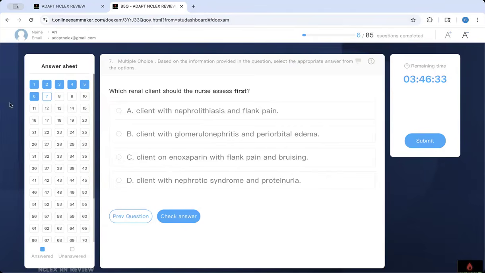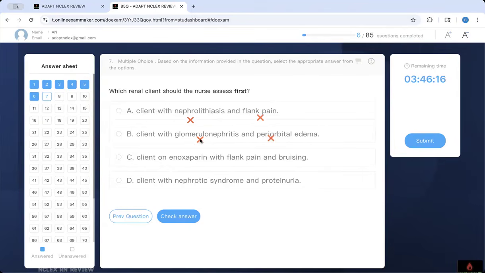Nephrolithiasis is what we call what? Kidney stone. Kidney stone is an unexpected finding. You're going to have flank pain. I'm not going to worry about it. Glomerulonephritis, your kidney is in trouble. That means it's going to retain fluid. You're going to have periorbital edema.